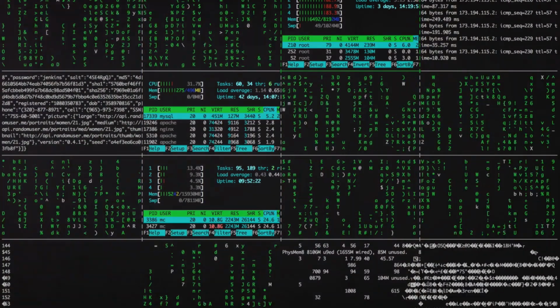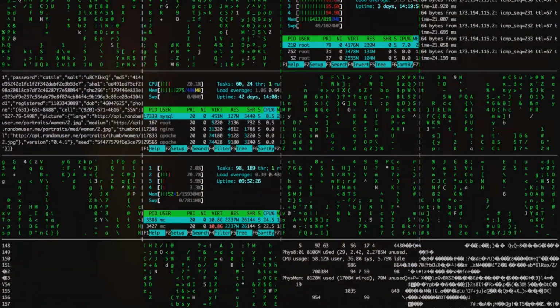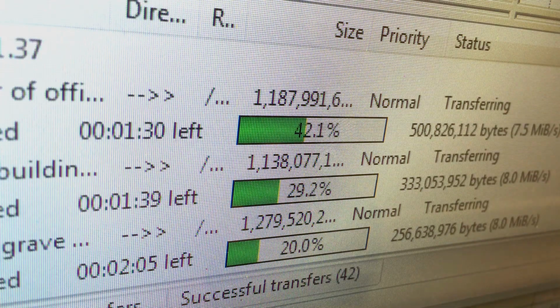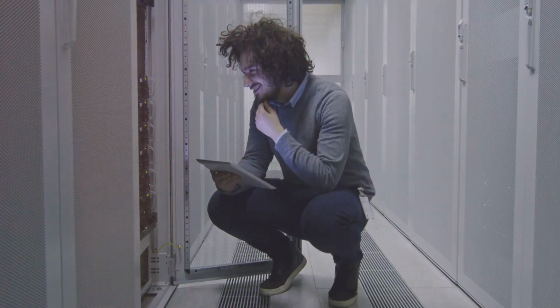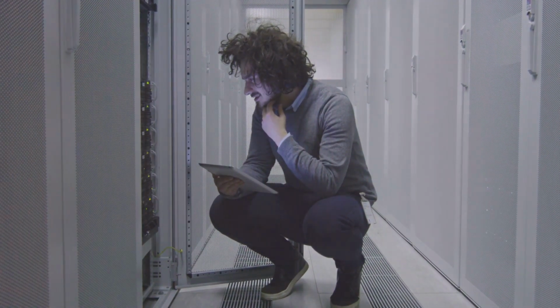DNS resolution can be accomplished through two primary methods, recursive and iterative. Recursive resolution, the more common approach, puts the onus on the recursive resolver to track down the IP address. The client, your device, simply sends the request and awaits the resolver's response.